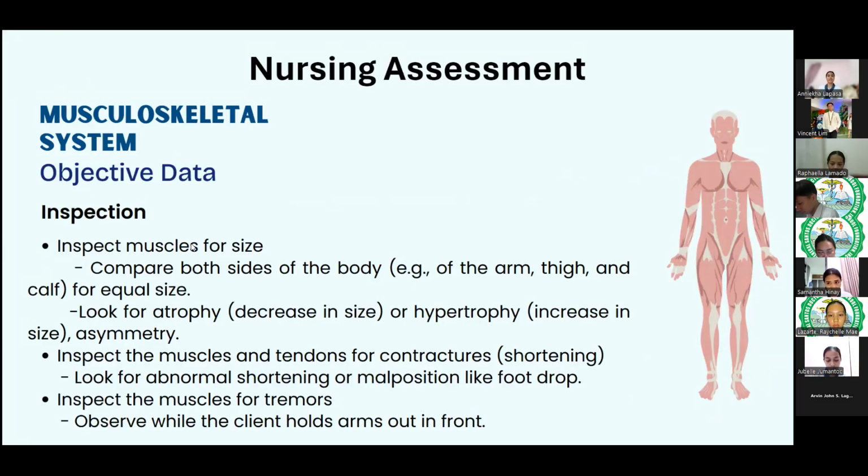For the musculoskeletal system, the objective data begins with inspection. Inspect muscles for size, comparing both sides of the body, for example arm, thigh, and calf, for equal size. Look for atrophy, which is a decrease in size, or hypertrophy, which is an increase in size, or asymmetry. Next, inspect the muscles and tendons for contractures, which is shortening, and look for abnormal shortening or malposition like foot drop. Next, inspect the muscles for tremors. Observe while the client holds arms out in front.